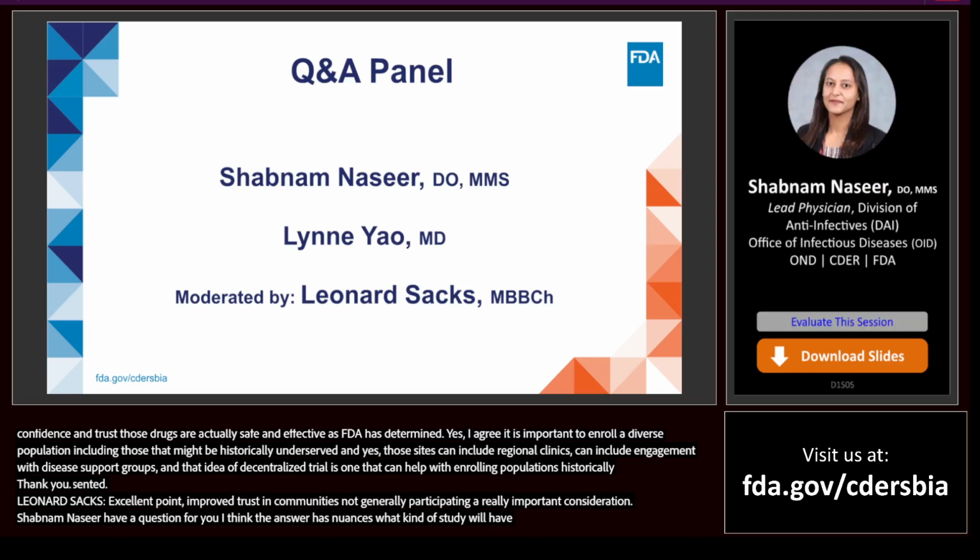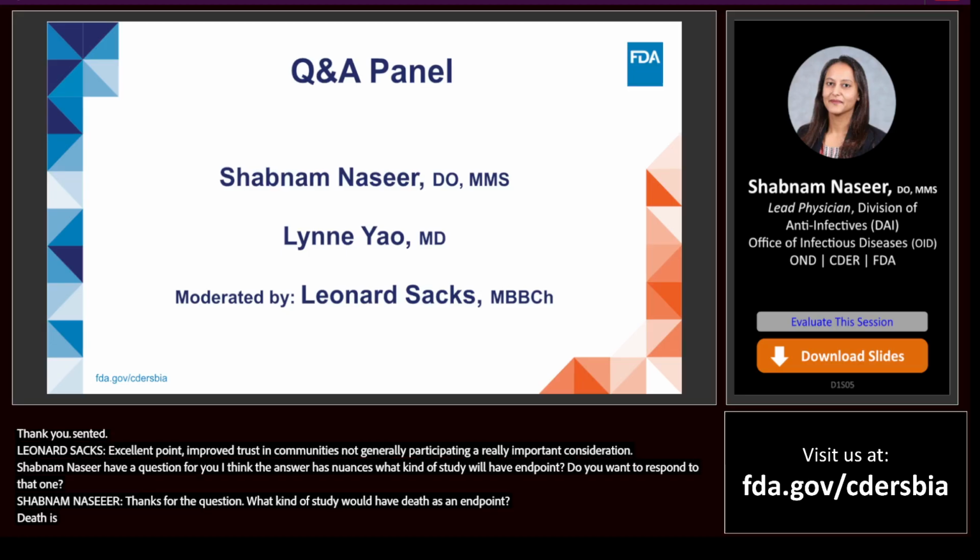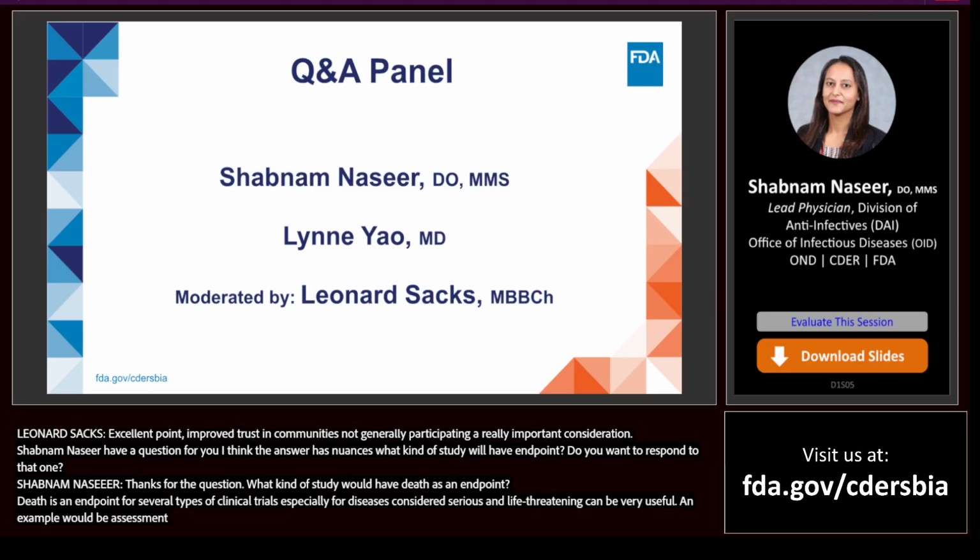Yeah, sure, Leonard. Thanks for the question. What kind of study would have death as an endpoint? Death is an endpoint for several types of clinical trials, and especially for diseases that are considered serious and life-threatening, it can be very useful. An example of that would be assessment of an all-cause or a 14-day mortality, which can often be an efficacy endpoint. Again, in trials that are looking at conditions that are serious or life-threatening.